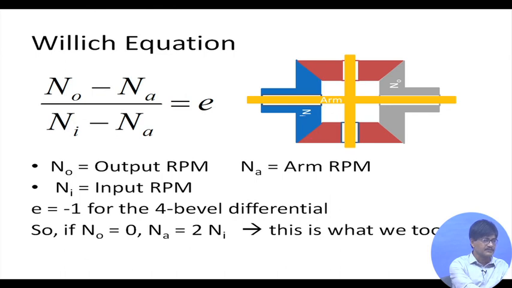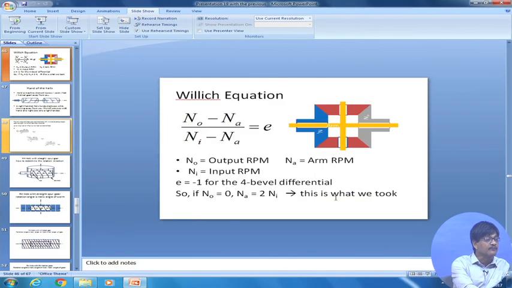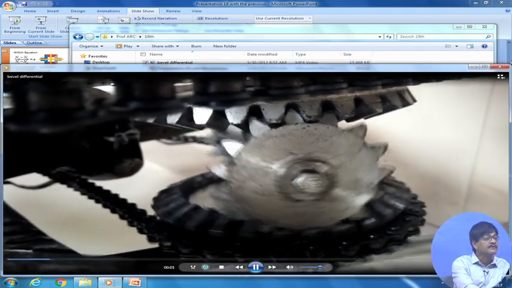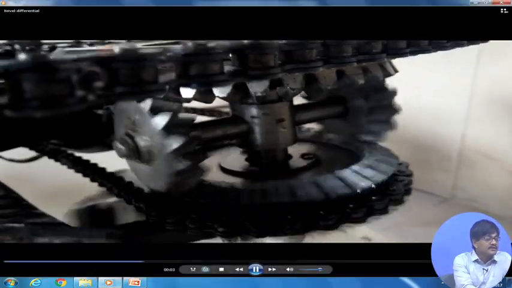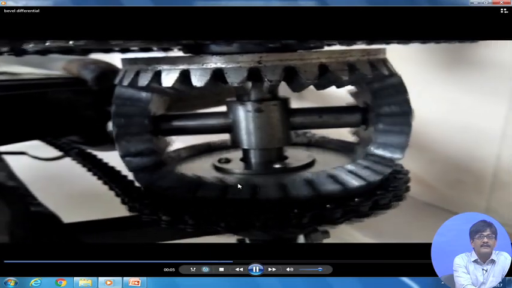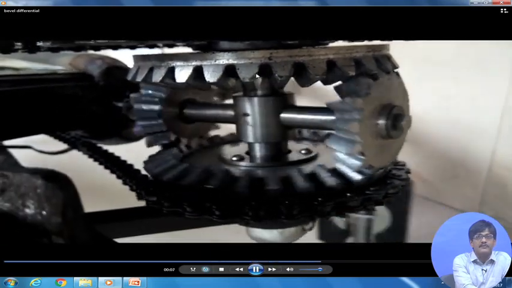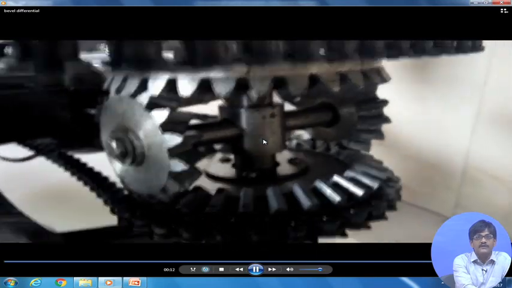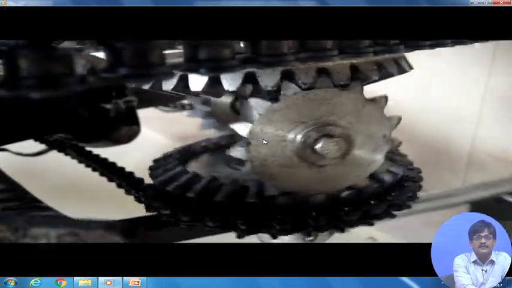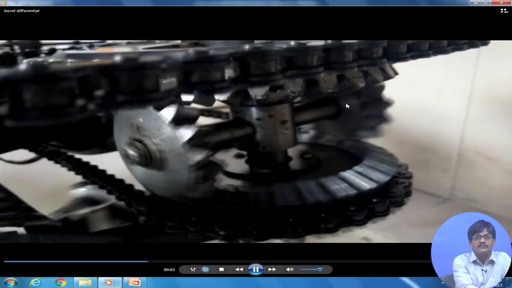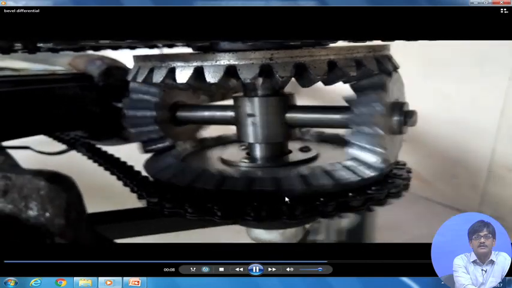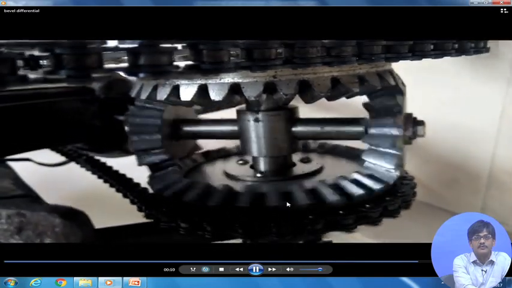We will take a short break from here to have a look at how this actually operates. So, let us see. This is the arm, and that is one of the bevel gears at the top. This is put off, and the bottom one is rotating. Once again, let us see. Yeah, it is rotating. See the arm, this is rotating, and the bottom one is not rotating with it, but it is having a separate RPM.